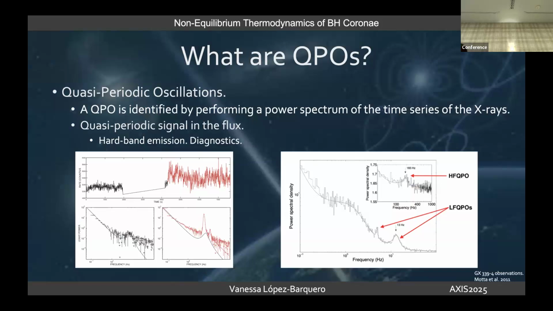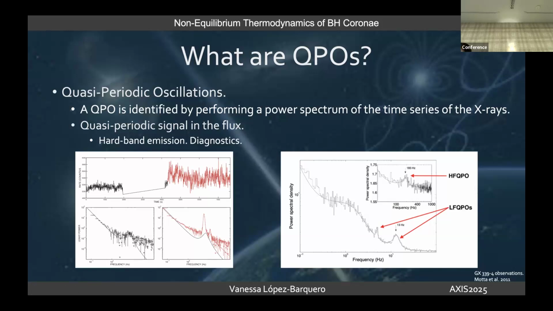Okay, so this is the observational motivation behind the work. We're going to be talking about QPOs. QPOs are these quasi-periodic oscillations, and we identify QPOs by computing the power spectra of the time series of X-rays. So we'll see this nice quasi-periodic signal in the flux. QPOs have different categories, but for us today, the most important is that we have high-frequency and low-frequency QPOs. Here we're going to be talking mostly about low-frequency QPOs.